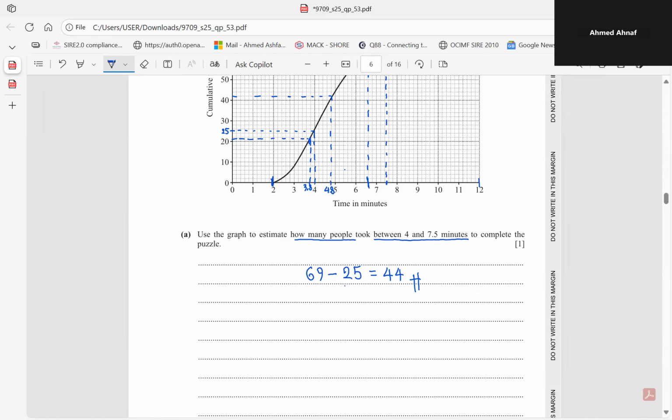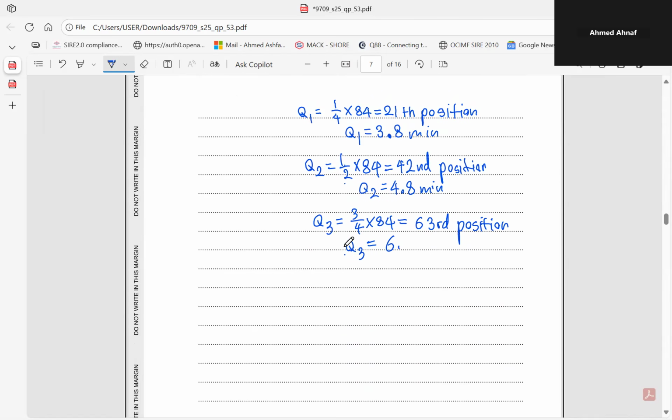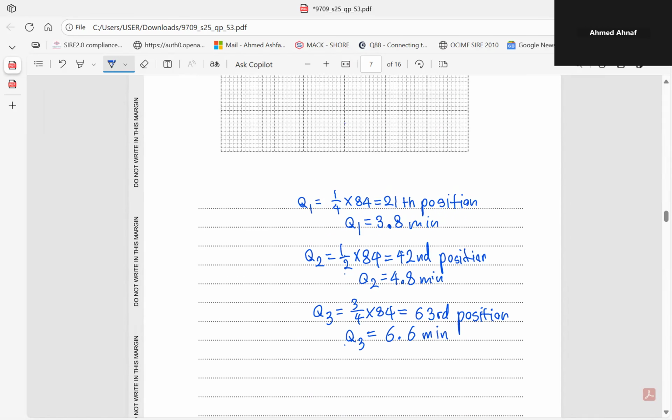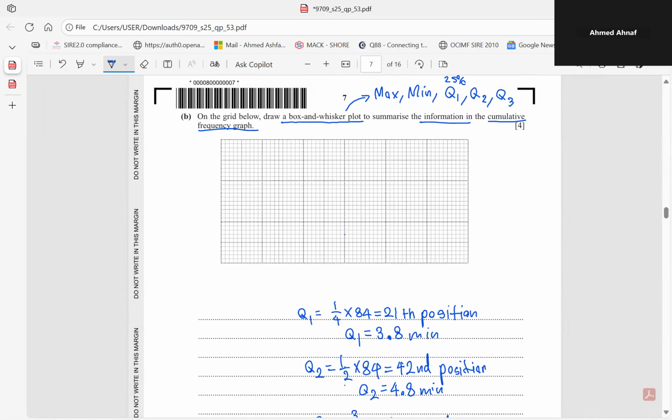So Q3 is 6.6 minutes. And now we're ready to plot our box and whisker.